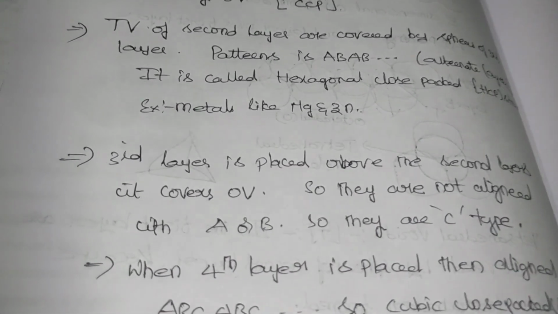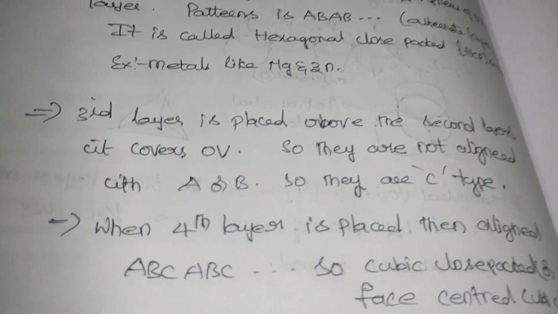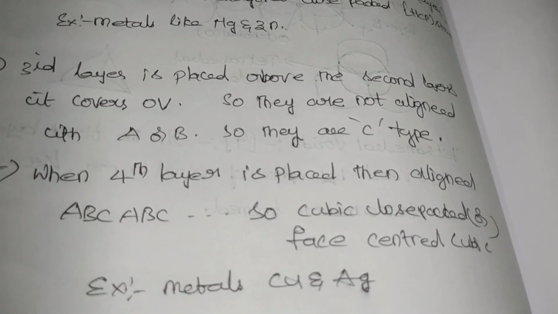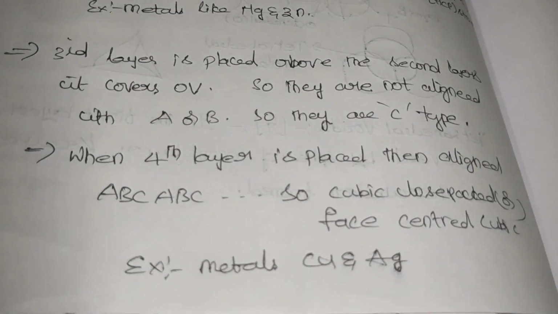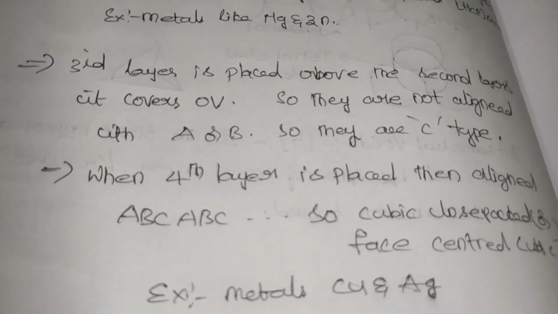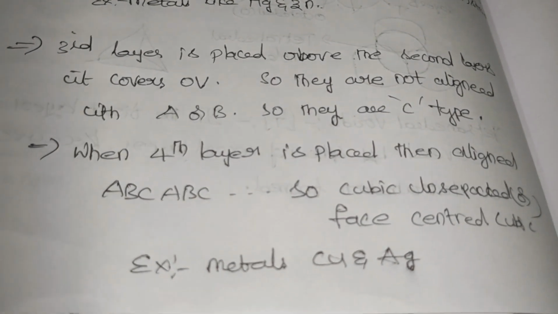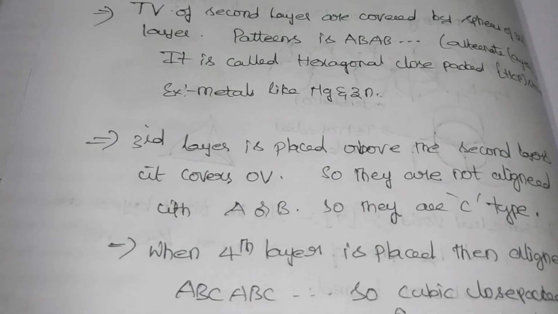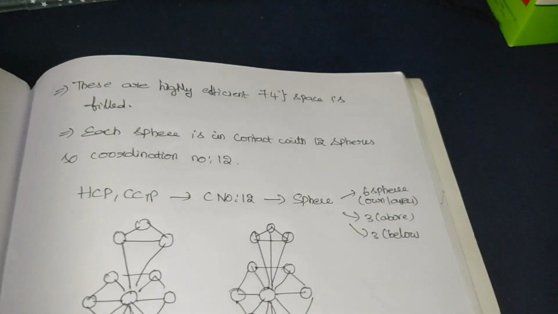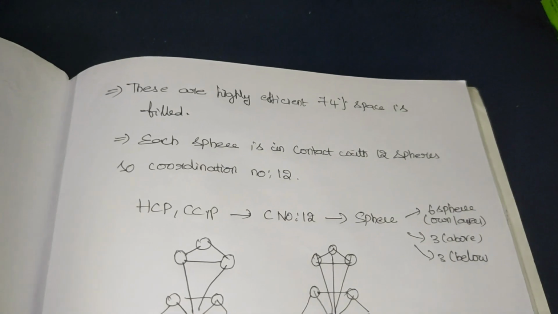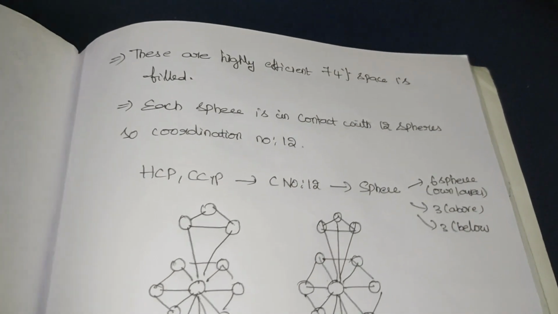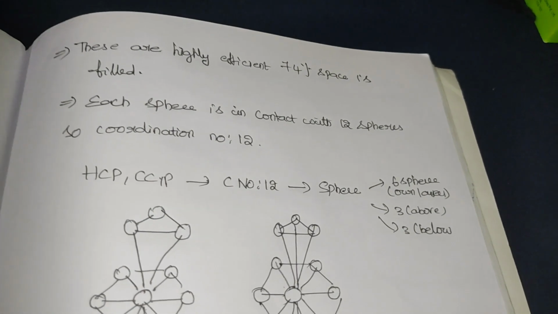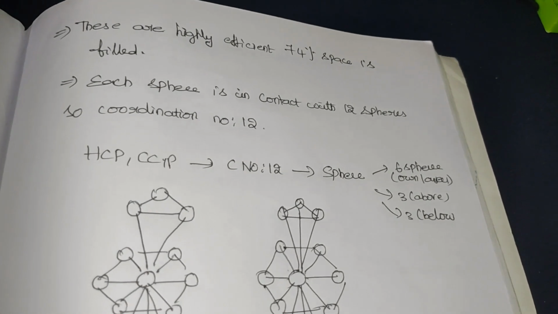Again we will take one more layer. When the fourth layer is placed in this alignment, then we will get the cubic close packing structure, or face centered cubic structure, we can say. And there will be ABC, ABC, ABC like this. We can see the cubic close packing structure, and metals like copper and silver are formed with this structure. They are very highly efficient, and 74% of space is filled. When we calculate the packing efficiency, we get 74% space filled. And each sphere is in contact with 12 spheres.